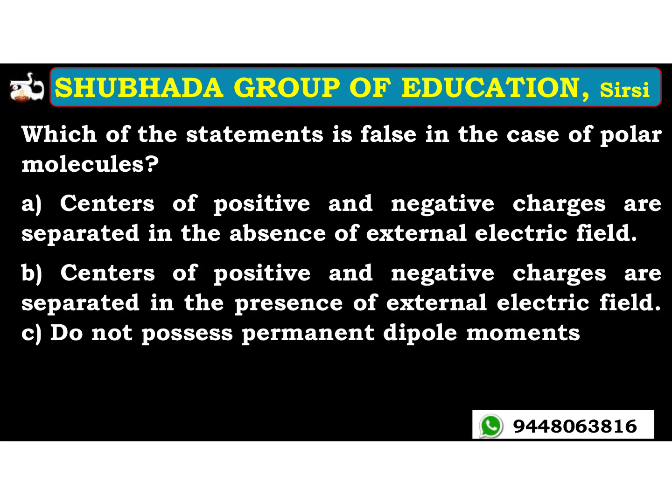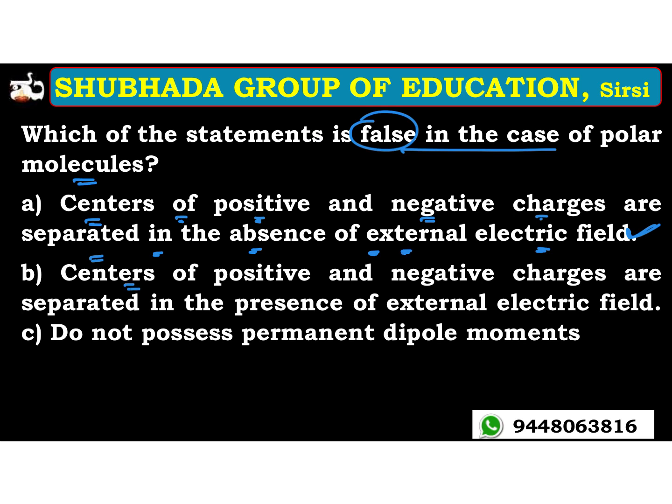Look at the next problem on the same chapter. Which of the following statements is false in the case of polar molecules? They are expecting the false statement. The centers of the positive and negative charges are separated in the absence of external electric field. It's a correct statement, correct or not? So there is a separation of centers of positive and negative charges in the absence of electric field.